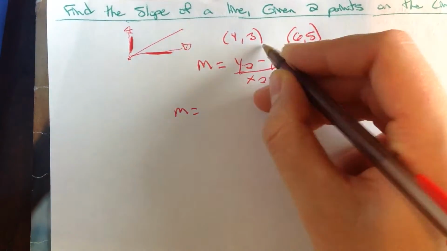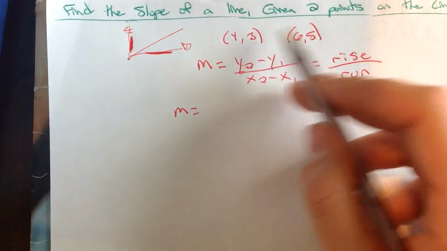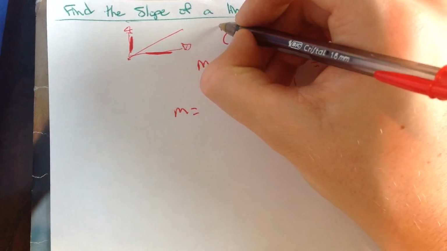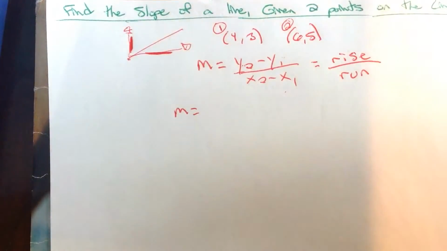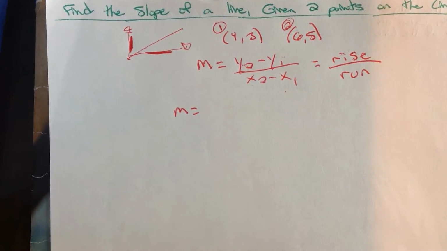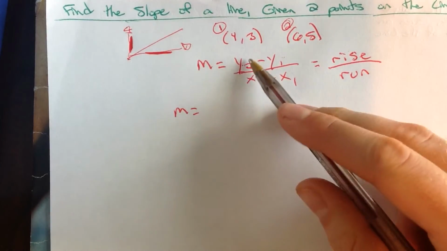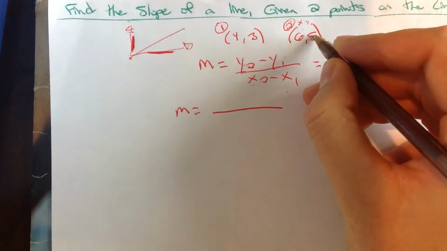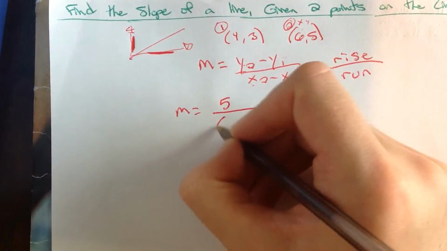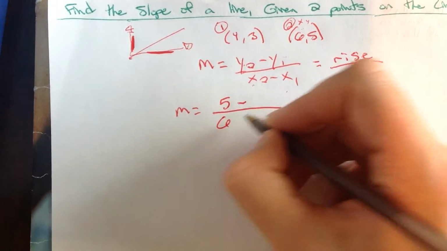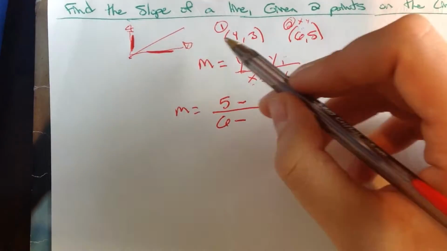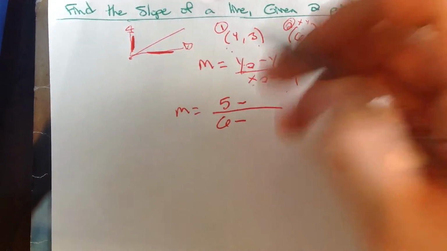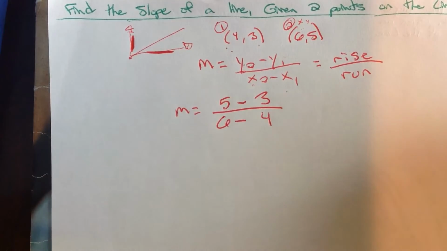So with these 2 points, it doesn't matter which point is first and second, as long as you designate beforehand, so you make sure they go in the right positions. So if I have point 2, I will need y2 and x2. So my y value goes on top, my x value goes on bottom. Minus. Now you take your other point, y value goes on top, x value goes on bottom.